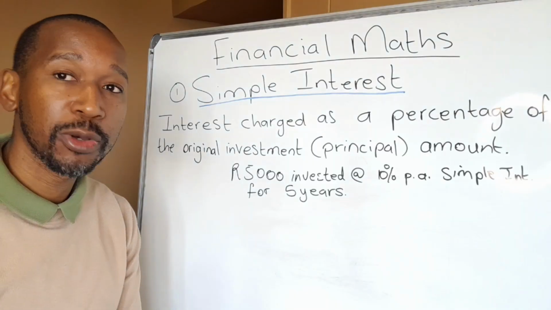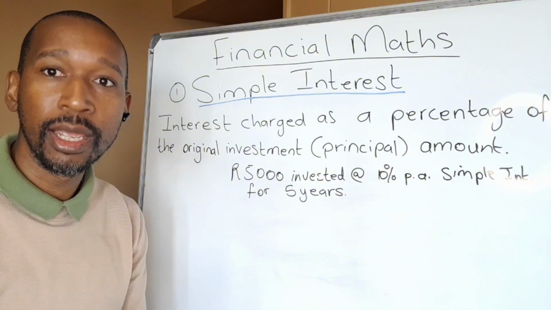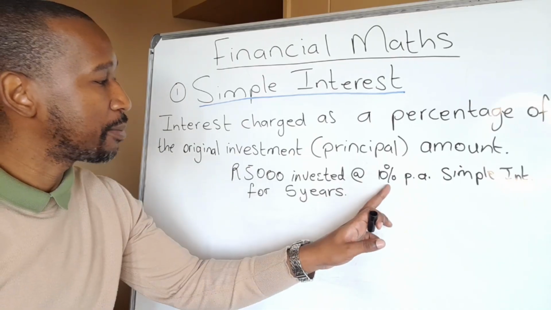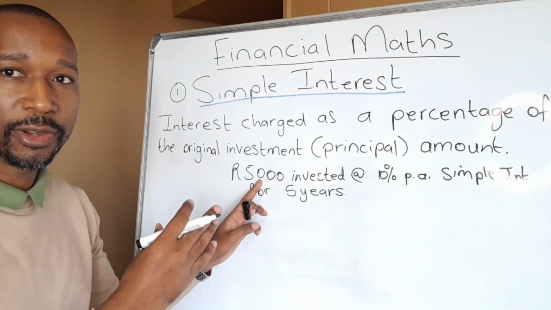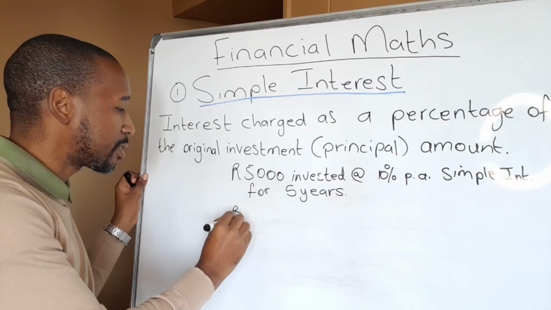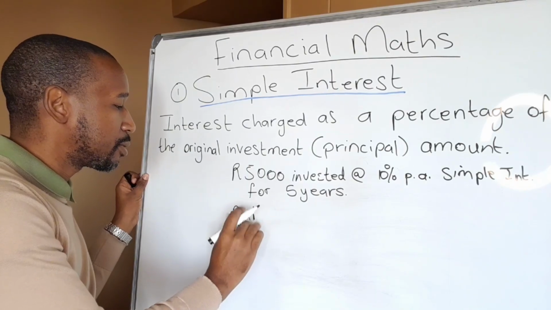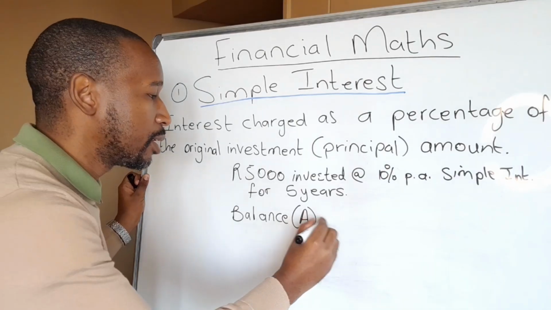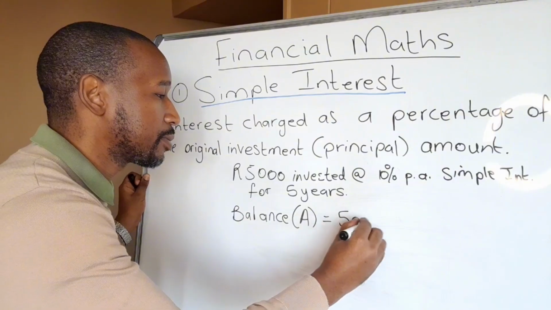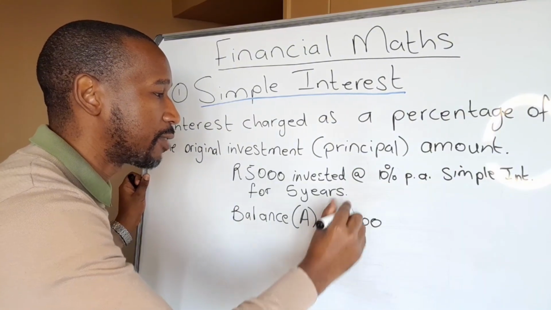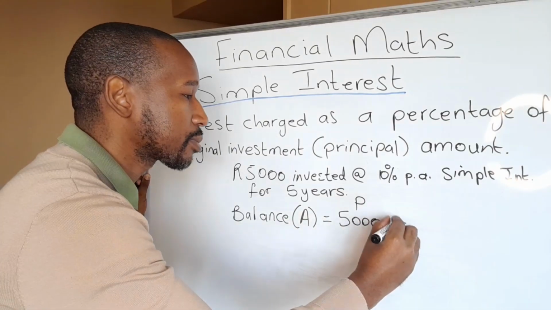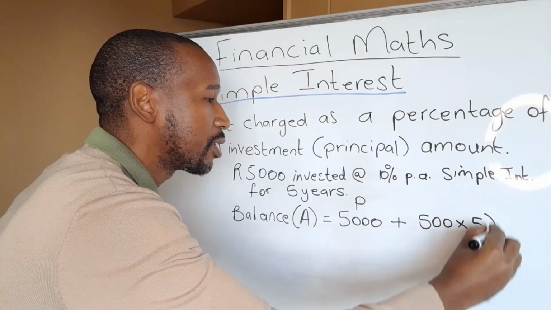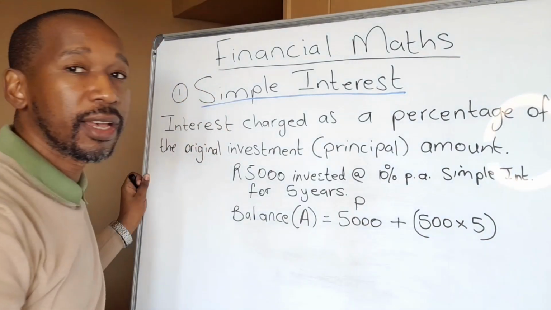So the idea is as follows. Because every year they're going to be adding the same amount of money, we just need to find out what is the amount of interest that will be added. And that will be 10% of the 5,000, which is the principal value. So the balance after 5 years, this balance going forward, we will refer to it as the accumulated value. So we'll give it a symbol of A. That will be 5,000, which is the money that was originally invested, that's our P, then plus 500 times 5 years. So we know that each year they're going to be giving us 500 Rand.